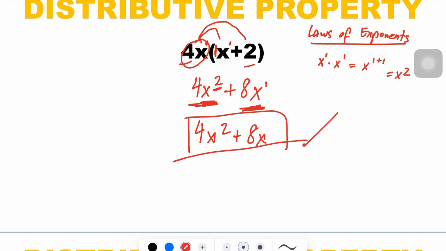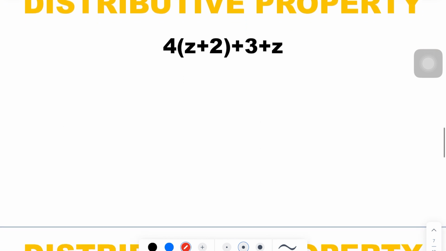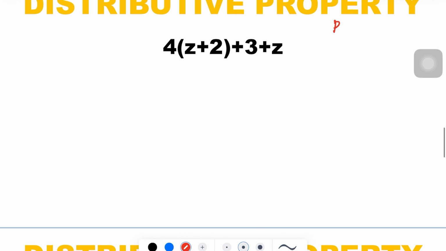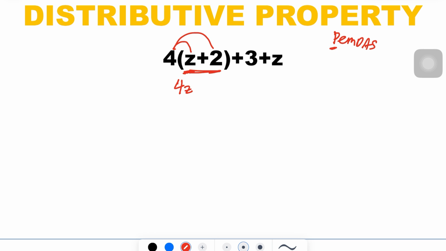Clear? Next: 4 times the quantity of z plus 2, plus 3 plus z. Again, 4 times the quantity of z plus 2, plus 3 plus z. We'll distribute this one. Remember PEMDAS: do the one with the parentheses first. We cannot add them because this is a variable or a letter and this is a constant or a number. But we can distribute: 4 times z, 4z, plus 4 times 2, 8.